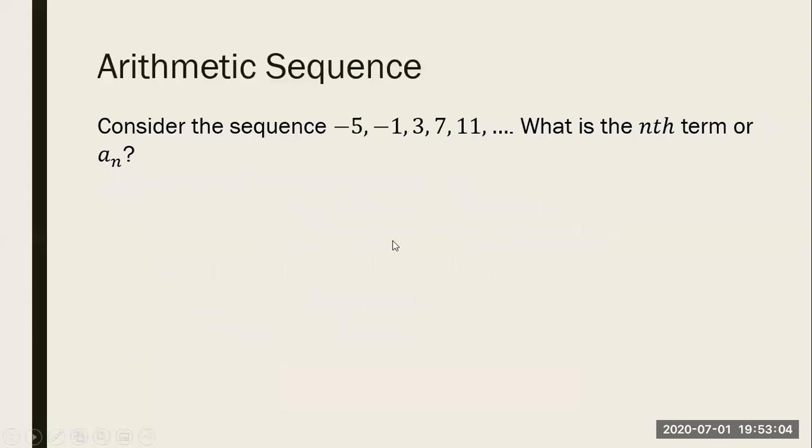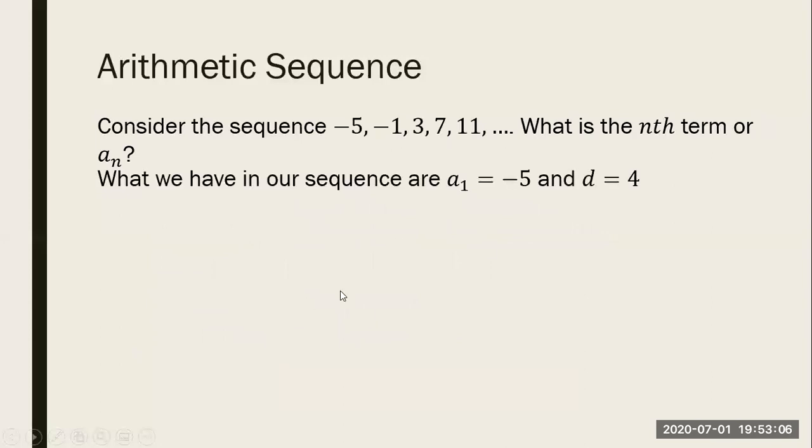What is the nth term or a sub n? So we have in our sequence, the first term is negative 5 and the common difference is 4. How did we get 4? So that is negative 1 minus negative 5. The answer is positive 4. 3 minus negative 1 is positive 4. 7 minus 3 is positive 4. 11 minus 7 is positive 4.